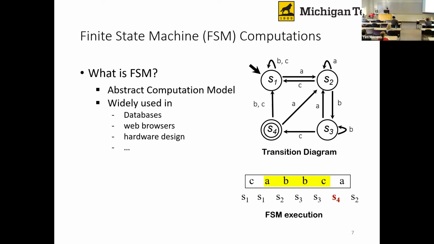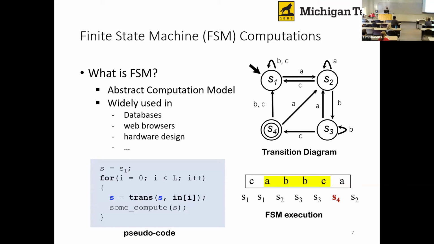But in fact, finite state machines have been widely used in a lot of areas, like databases, web browsers, hardware design, and I believe they have also been used in power systems, just like we saw in the previous talk. So considering the fundamental importance of finite state machines in computing theory and their broad range of usage, I think it will benefit a lot if we can effectively parallelize finite state machine computations. If we take a look at the code, usually we implement finite state machine computations as a loop. In each iteration, the current state is updated depending on the previous state and the current input symbol. So clearly, there is a loop carried dependence, which prevents it from running in parallel.